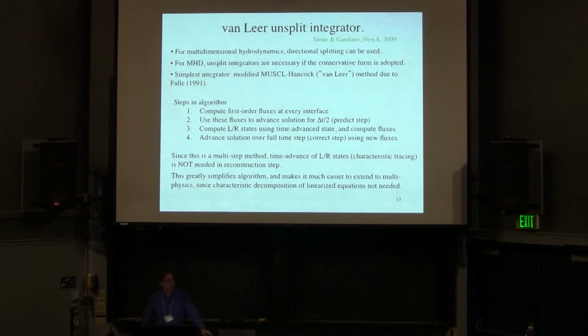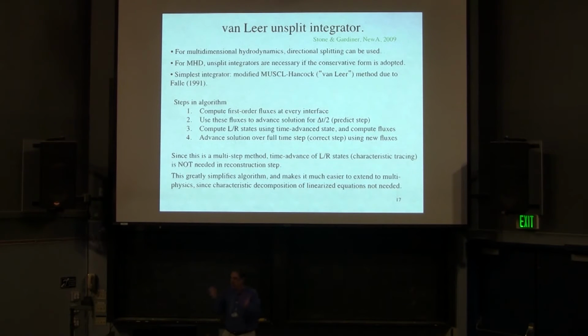This is a point that took a long time, I think, for people to accept, and I'm not sure everyone still accepts it, but it's really quite simple. I just don't see any way around it. You either live with div B error, or you have to use an unsplit integrator. So we don't want any div B error, so we're going to use an unsplit integrator.